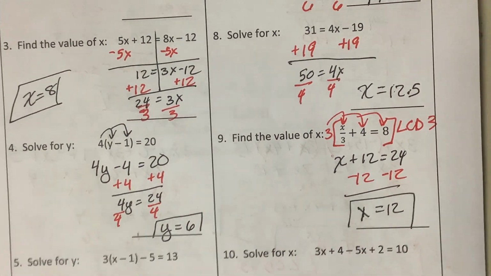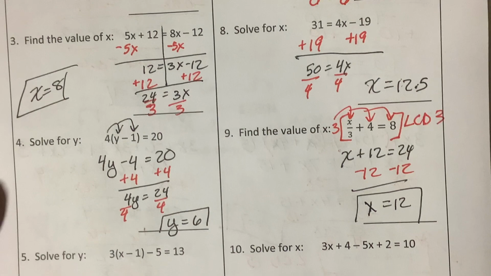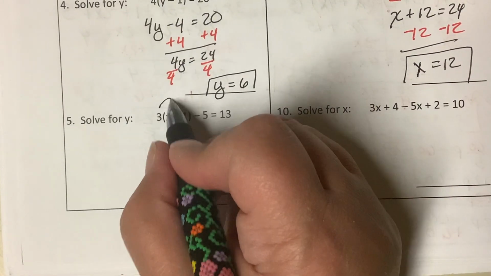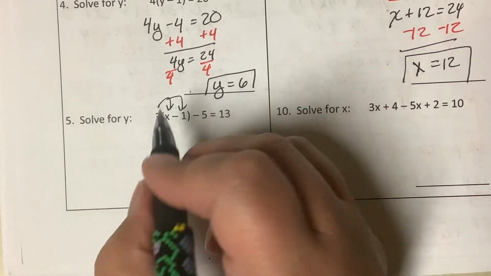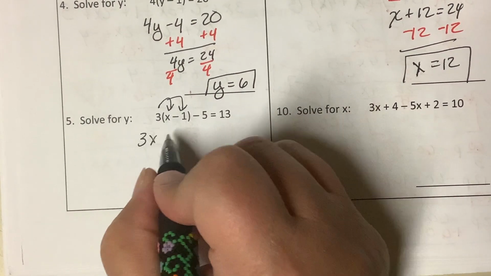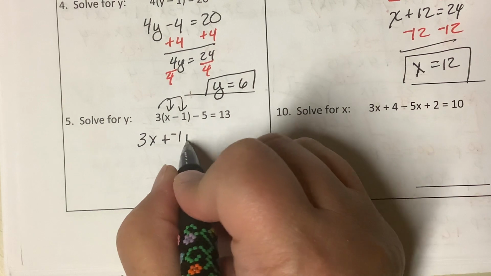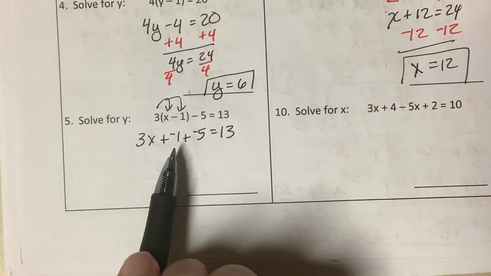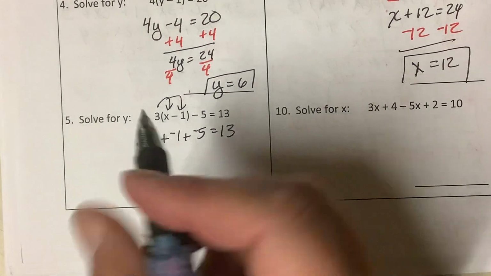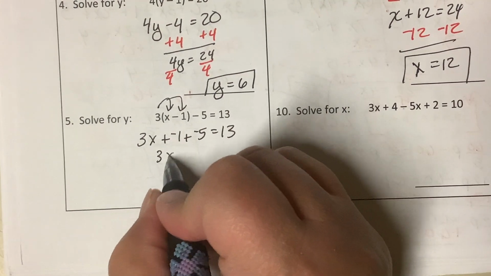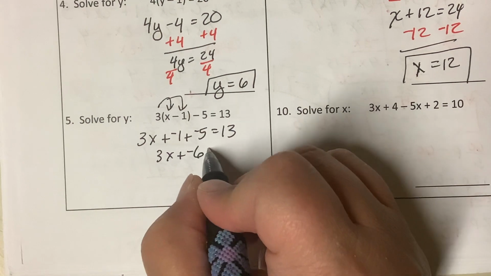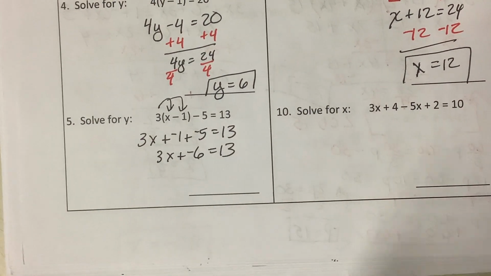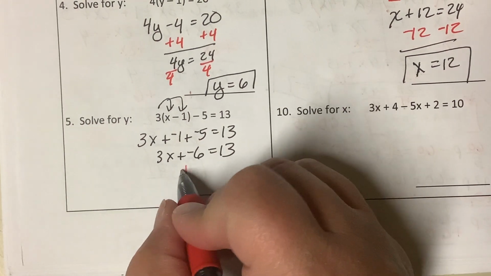All right. On the bottom, last 2 problems on this page, we have some distribution. 3 times x, 3 times 1, 3x plus negative 1 plus negative 5 equals 13. Negative plus negative stays negative. 3x plus negative 6 equals 13. The opposite of negative 6 is positive 6.